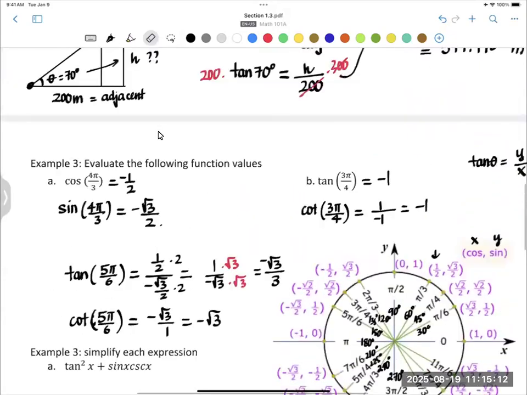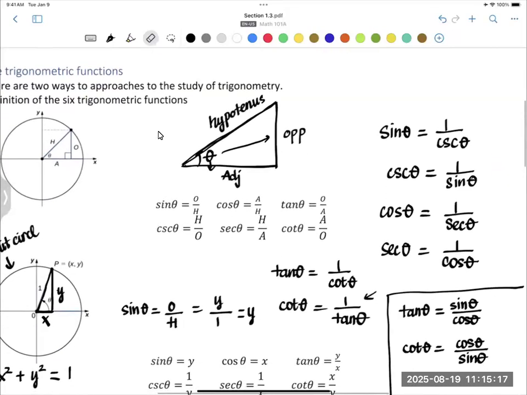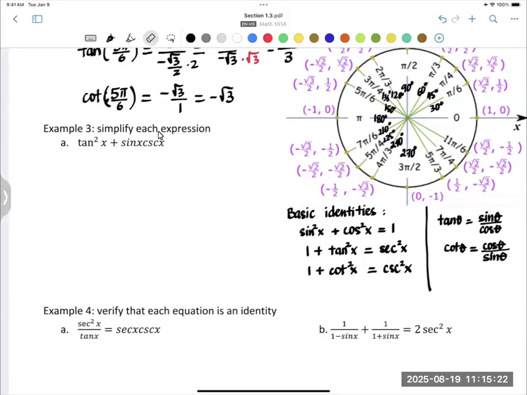Wait a minute, sine x and cosecant x, do they have any relation? Yes, sine x is the reciprocal of cosecant x, right? So cosecant x can be written as 1 over sine. Secant can be written as 1 over cosine, right? So cosecant can be written as 1 over sine. I'm going to leave the tangent square there for a minute, and I'm going to take care of the cosecant by writing it as 1 over sine x. So it looks like sine x and sine x cancel out.